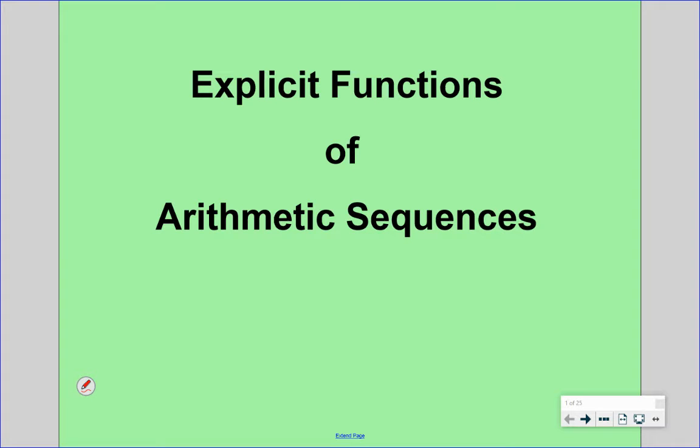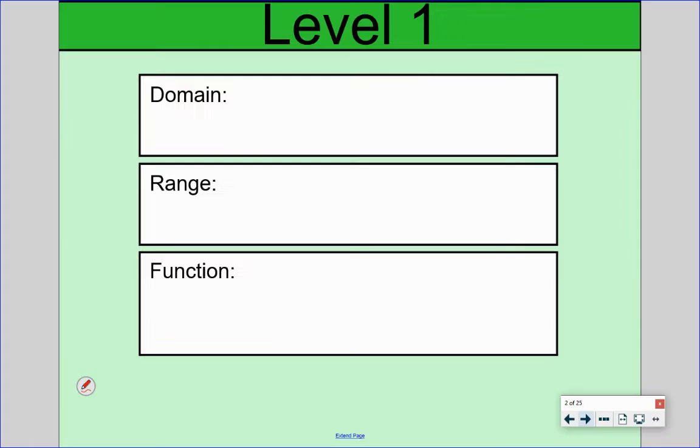All right, that's a lot of big words, and don't get too worried. We're going to talk about this and explain it, so by the end of this lesson, you're going to know how to write an explicit function of an arithmetic sequence. So, we're going to start off with defining some words we learned about in last unit, and we're going to go through. You can pause if you need to write down some of these definitions as we go, but you will need them for part of your assignment.